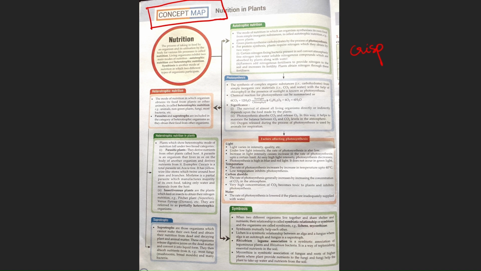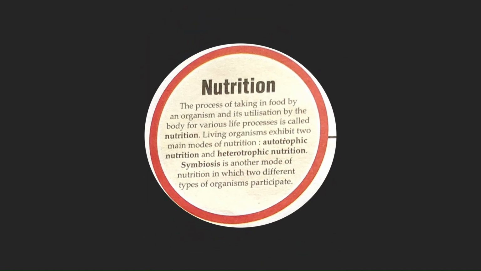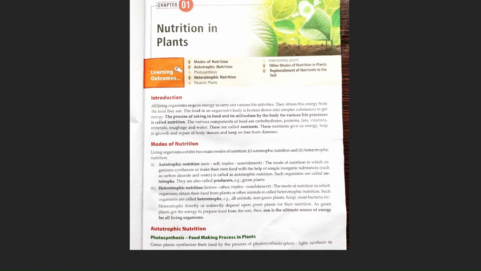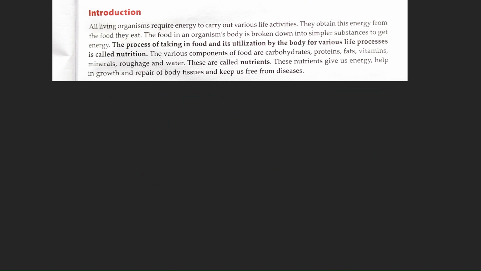Let's start with nutrition. The process of taking in food by an organism and its utilization by the body for various life processes is called nutrition. Living organisms exhibit 2 main modes of nutrition, which are autotrophic nutrition and heterotrophic nutrition. So this is the definition of nutrition.